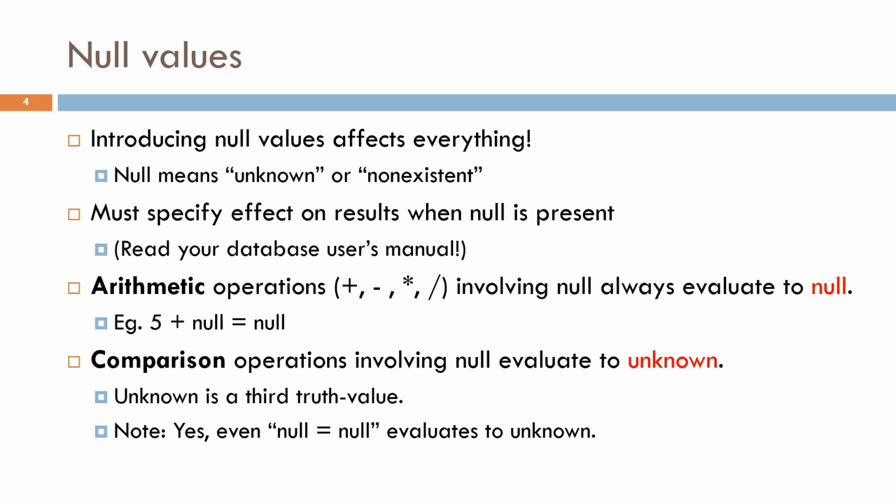So what's the takeaway from all this? Null values are something we must handle with care in our database operations. They introduce uncertainty and can affect our results in unexpected ways. By understanding their behavior and specifying their effects, we can navigate our databases more effectively and ensure the accuracy of our results.